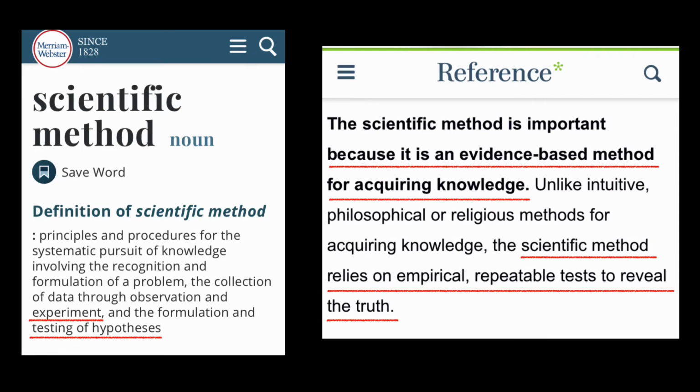Definition: principles and procedures for the systematic pursuit of knowledge involving the recognition and formulation of a problem, the collection of data through observation and experiment, and the formulation and testing of hypotheses. The scientific method is important because it is an evidence-based method for acquiring knowledge, unlike intuitive, philosophical, or religious methods for acquiring knowledge. The scientific method relies on empirical, repeatable tests to reveal the truth.